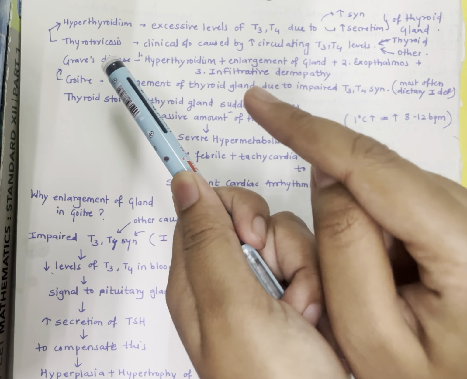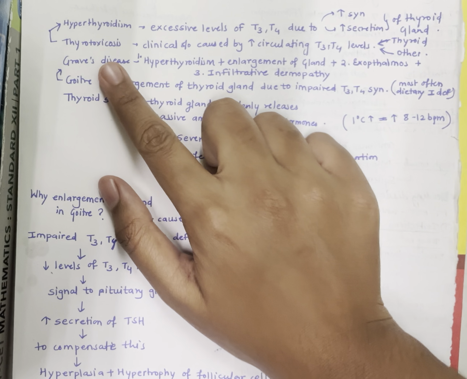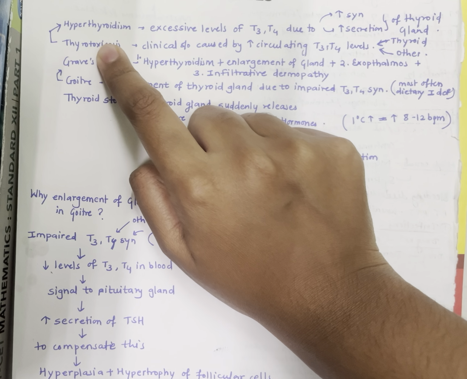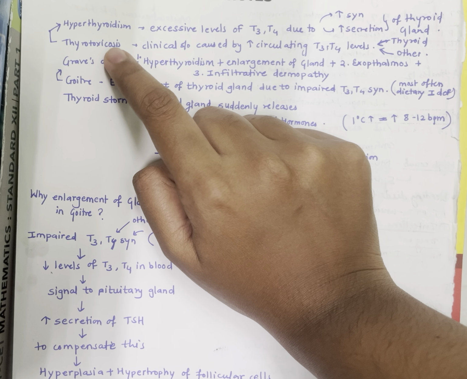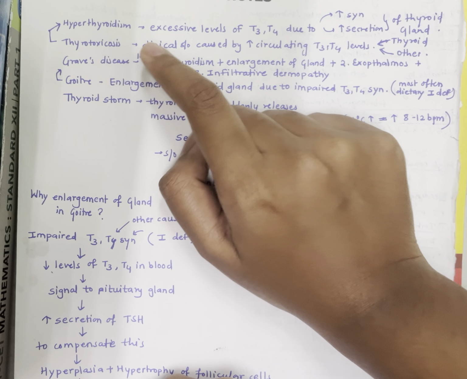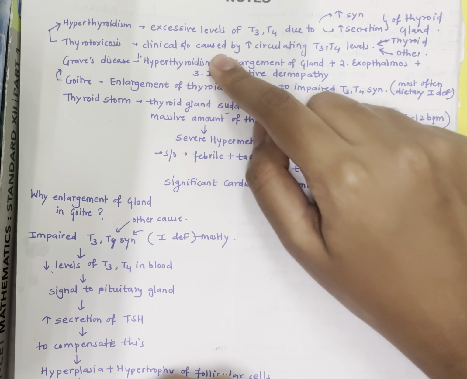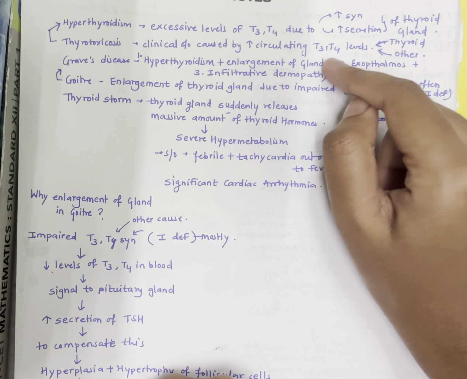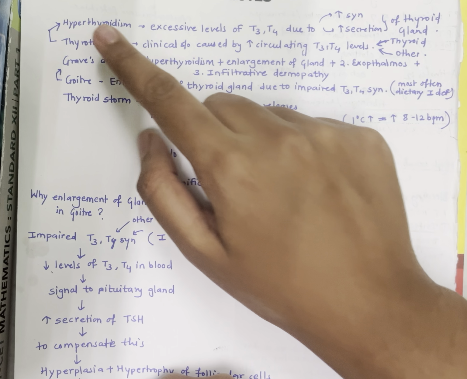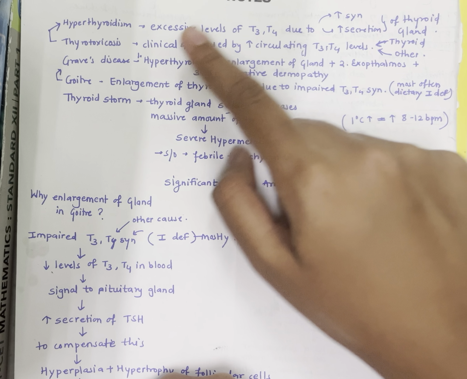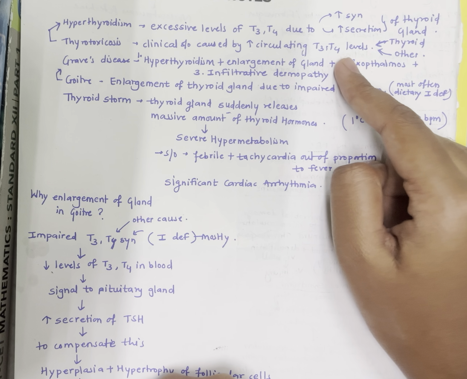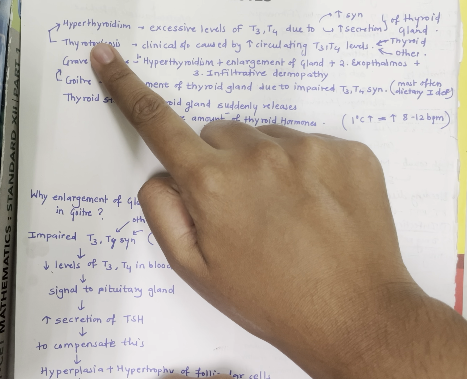Next term is thyrotoxicosis. We see in a lot of books that thyrotoxicosis and hyperthyroidism, these two terms are used interchangeably. Okay, but there must be some difference, right? The difference is that thyrotoxicosis is a clinical syndrome caused by increased circulating levels of T3 T4. Okay, so in hyperthyroidism also there are increased levels of T3 T4. In thyrotoxicosis there are increased T3 T4 levels, but the difference is in the cause.